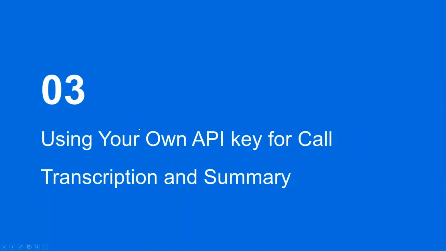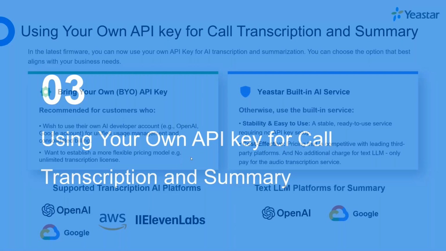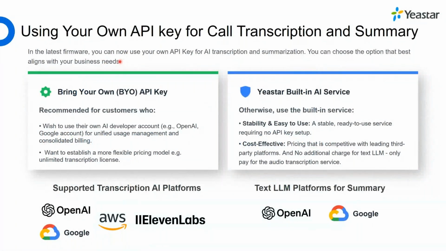Another one is you can use your own API keys for the call transcription and the summary. So in this beta version, beta firmware, you can use your own APIs. The release will be in early June.